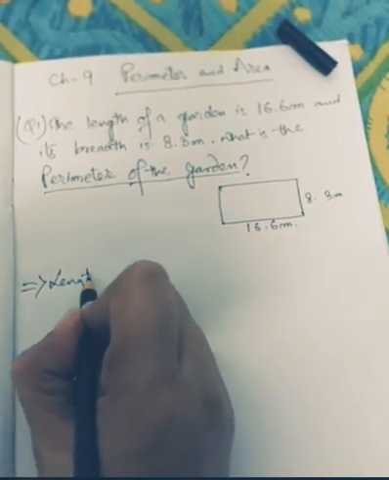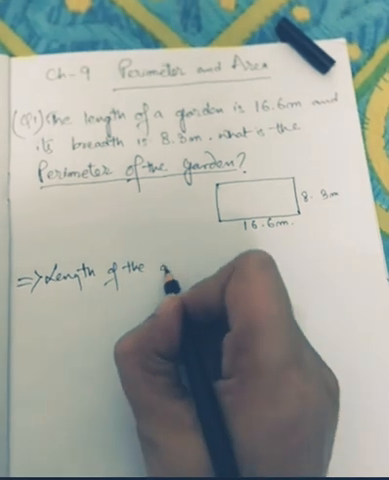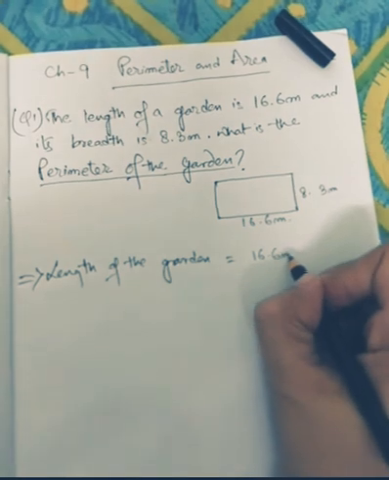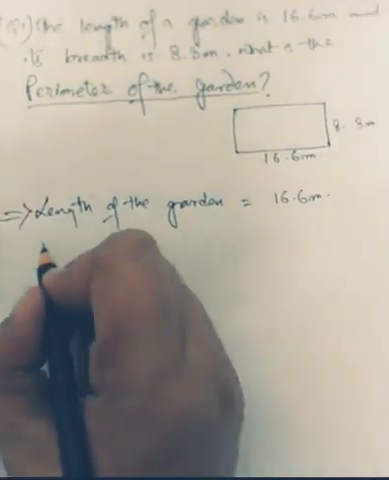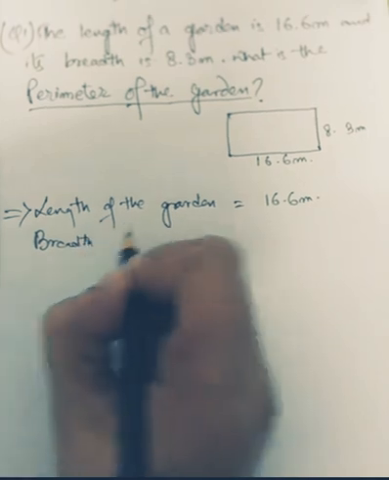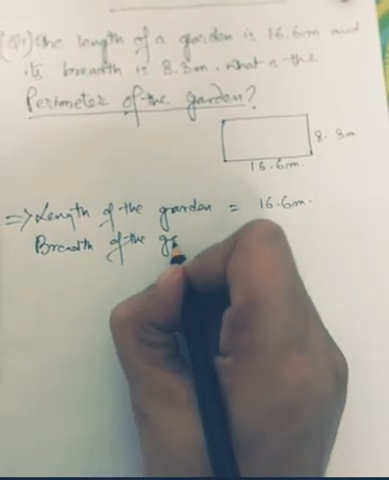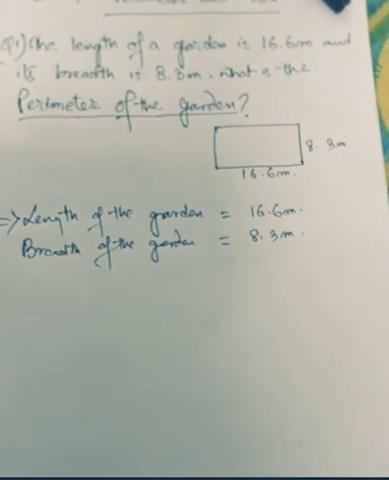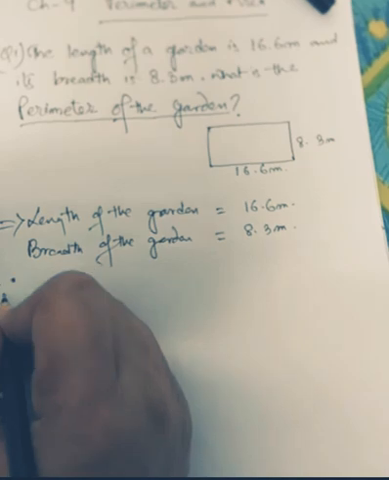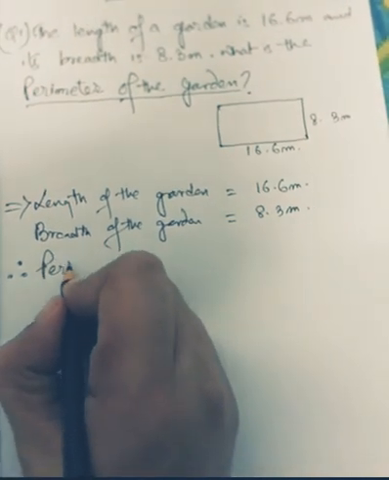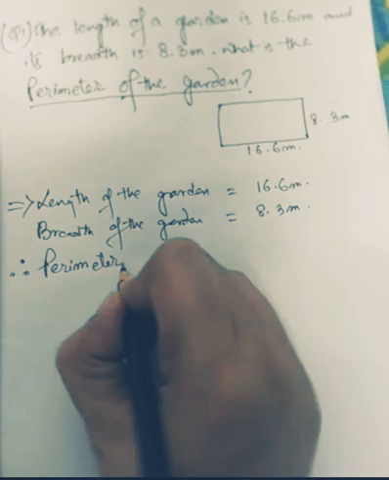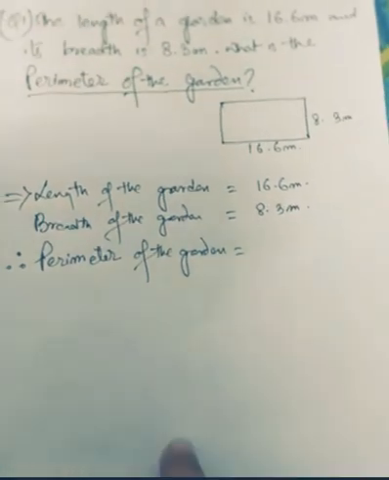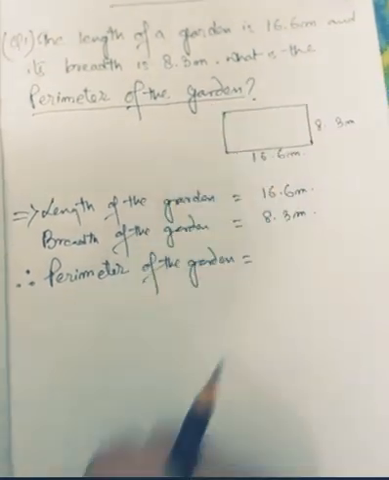Given: length of the garden is equal to 16.6 meter. Breadth of the garden is equal to 8.3 meter. Therefore, the perimeter of the garden will be the perimeter of a rectangle itself.